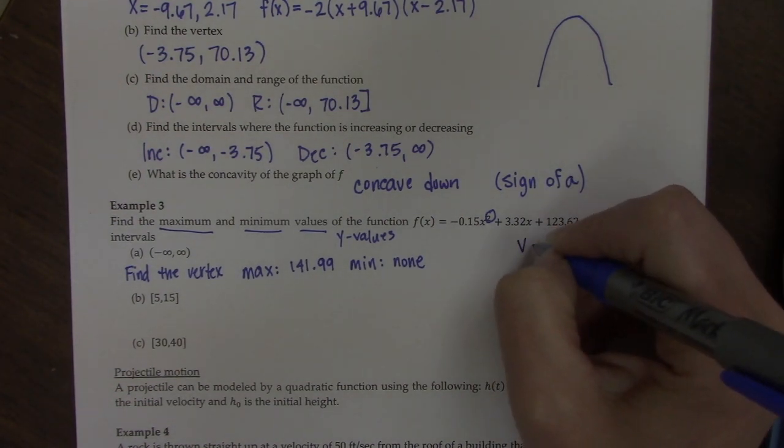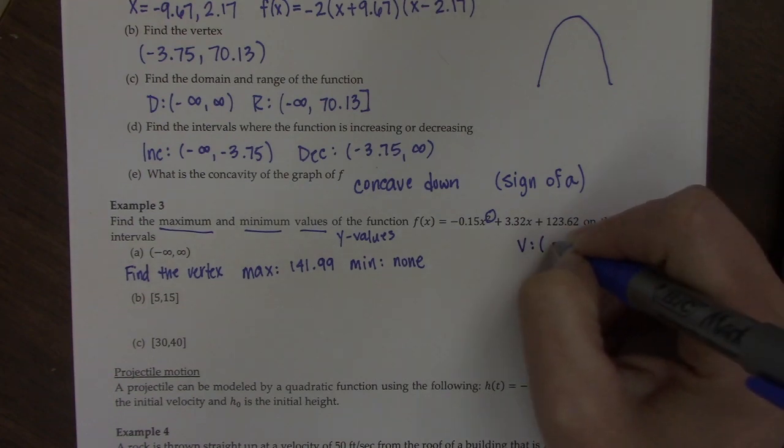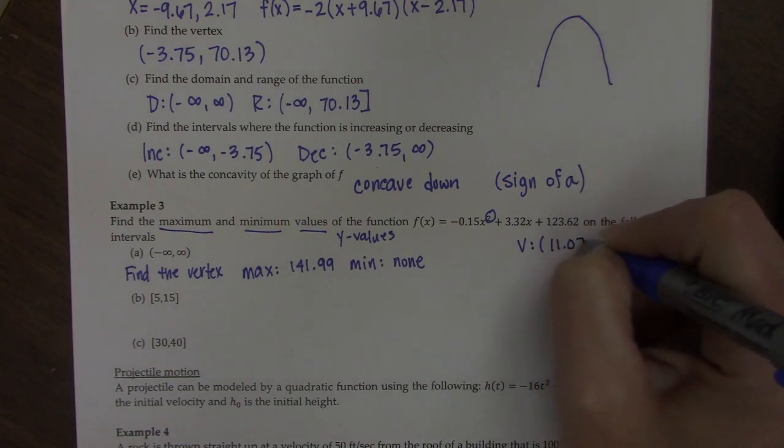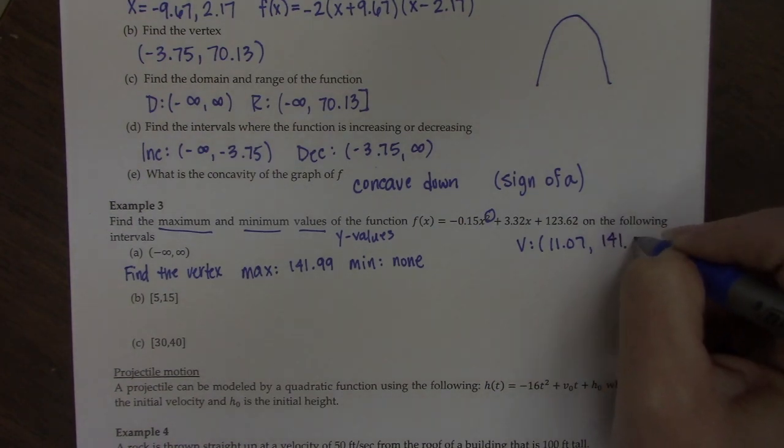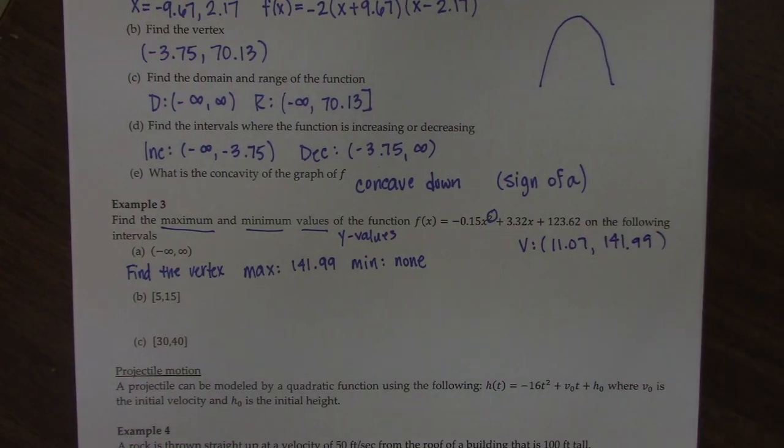And furthermore, I'm going to write down my vertex. So it's 11.07, comma 141.99. So that is the top point on our graph.